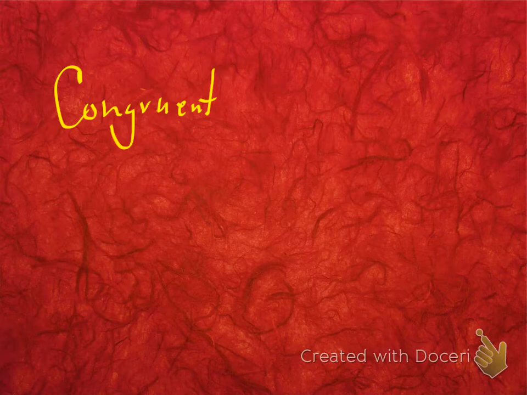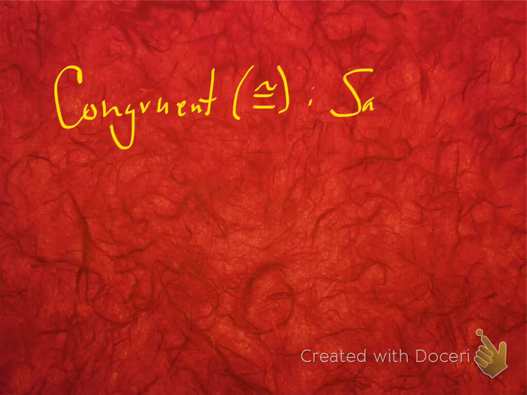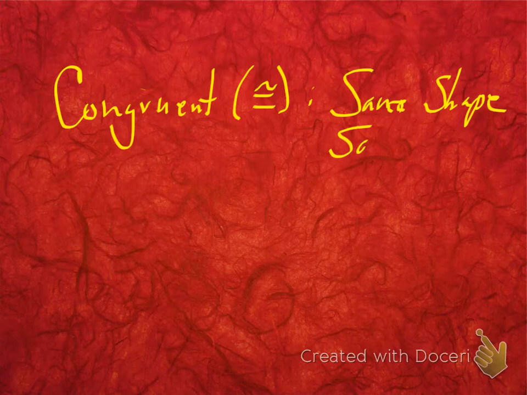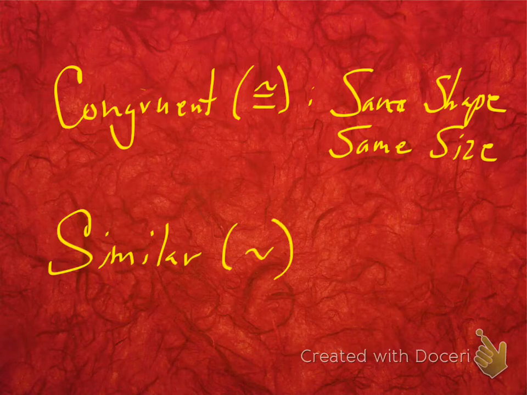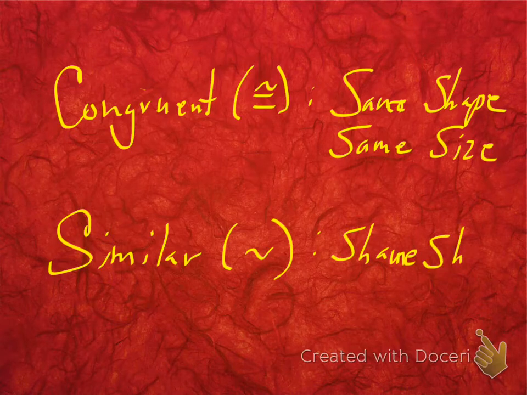So congruent, and again, the symbol for congruent is this symbol right here, equals with a squiggle, and it means same shape and same size. Okay, similar, which is abbreviated with a single squiggle, just means same shape. Wow, I can't spell today. Same shape. Actually, I can spell. My stylus can't spell.